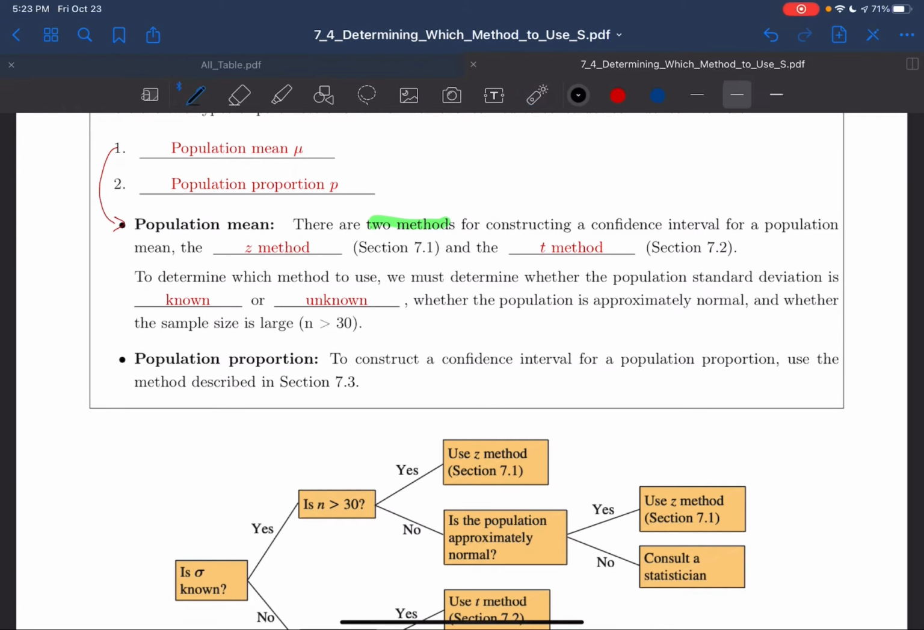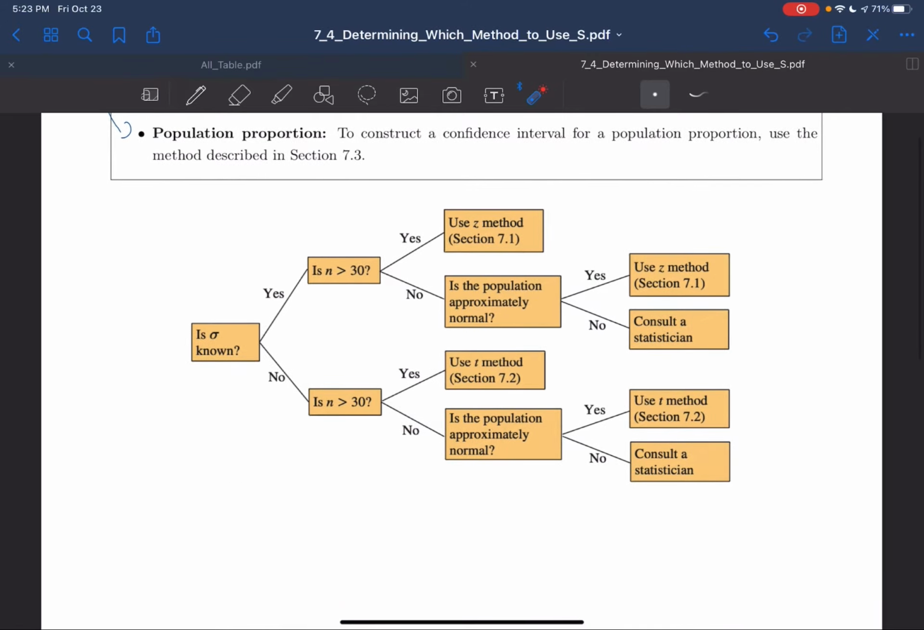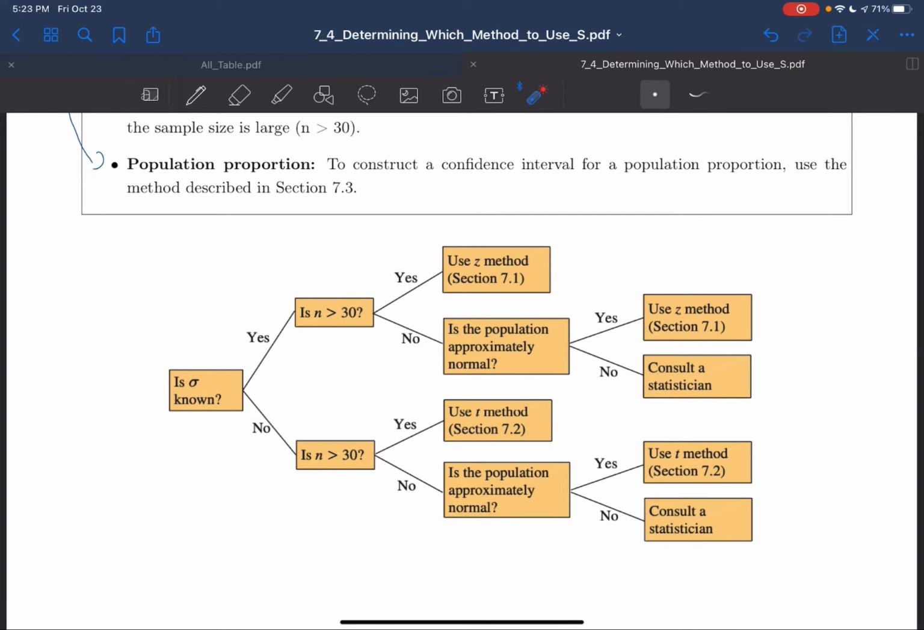And for the population proportion, when we are dealing with a proportion, that gives you an idea that we're using the method we learned in section 7.3. So here's a little chart that might help you identify which method we're going to use.